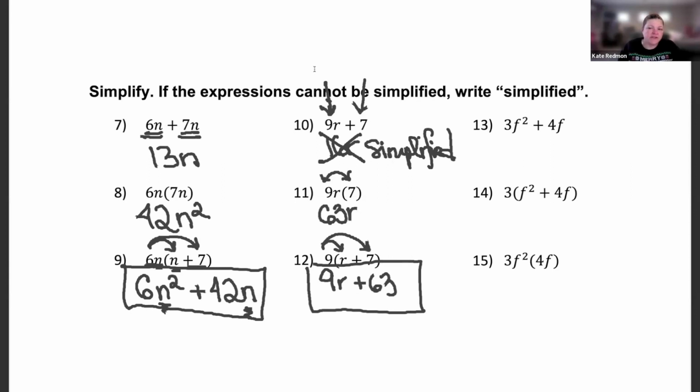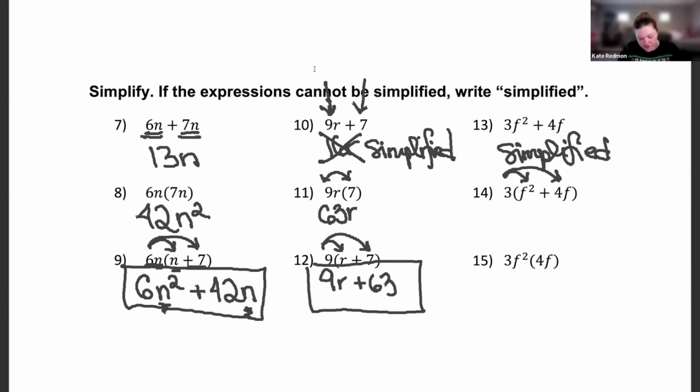13, 3f squared plus 4f. So they don't only need to have the same variable, they need to have the same exponent on that variable to be considered like. 3f squared and 4f are not like, they cannot add. This is already simplified. 14, 3 times the quantity of f squared plus 4f. Now we have a similar problem again inside the grouping. I can't add f squared and positive 4f because they're not like. However, I can still use the distributive property to do the multiplication.